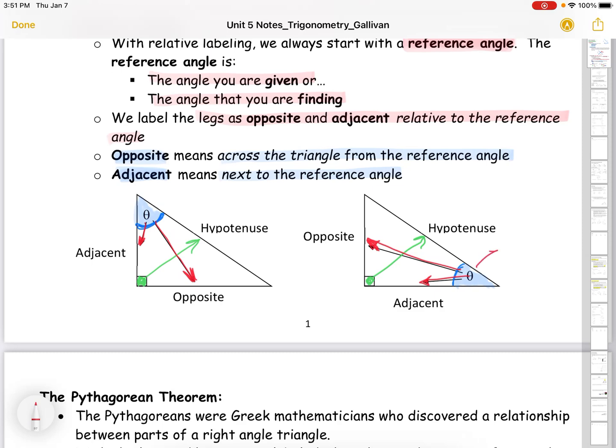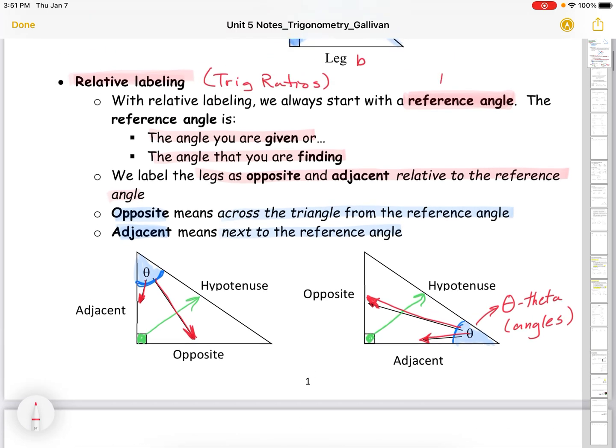Note this little symbol here, I'm going to call that theta. It's a Greek letter, but we often use it to talk about our angles, particularly if we don't know what the angle is. And when we talk about a reference angle, sometimes we might also call it RA, for reference angle, just so that you know what I'm talking about.